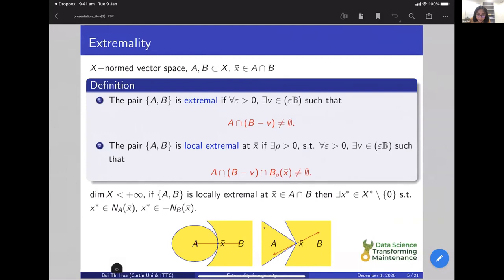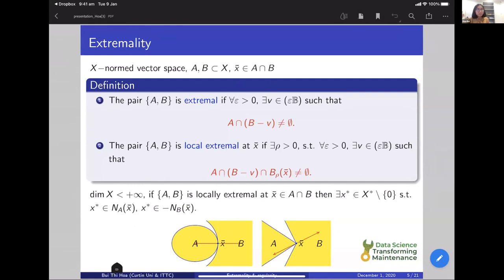This one is the normal cone of the set A at x bar, and this one is the normal cone of the set B at x bar. And keep in mind that here we are considering the limiting normal cone. If we consider the Fréchet normal cone, the normal cone of the set B at x bar here will be empty. So this result only holds for the limiting normal cone, and that is why we consider just the finite dimension of the space, the finite dimensional space.